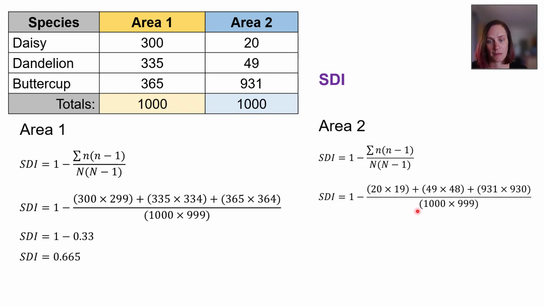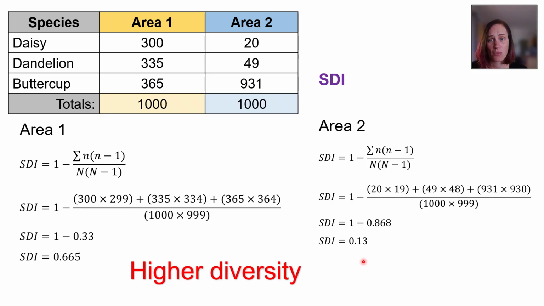Our totals are the same, so same substitution there in the denominator, and we will end up with a smaller number. So the way we can interpret that, firstly, very broadly, is to say this has higher diversity. Area 1 has higher diversity than area 2.